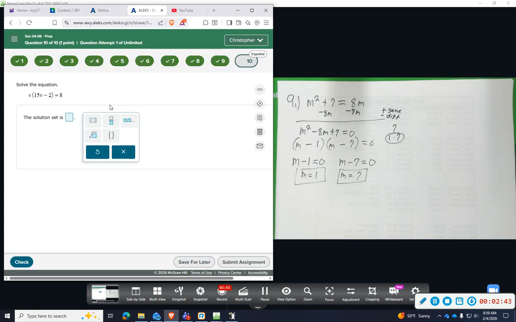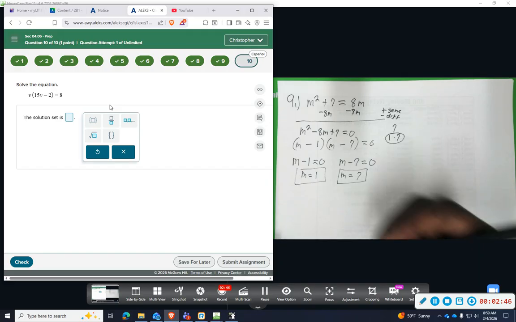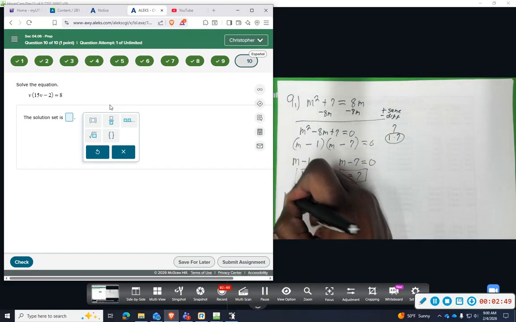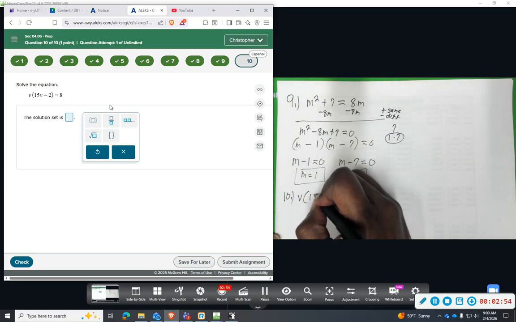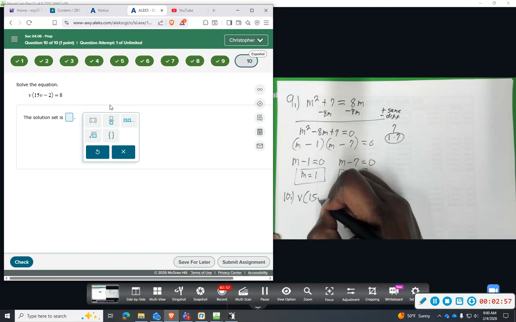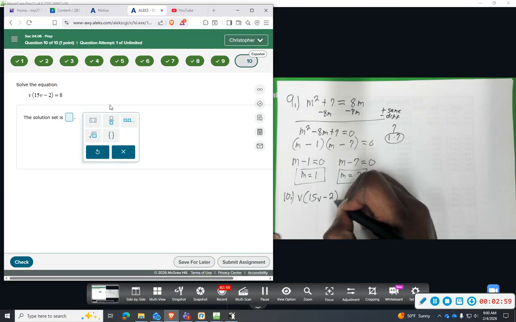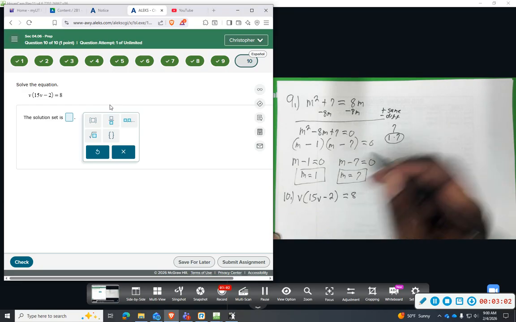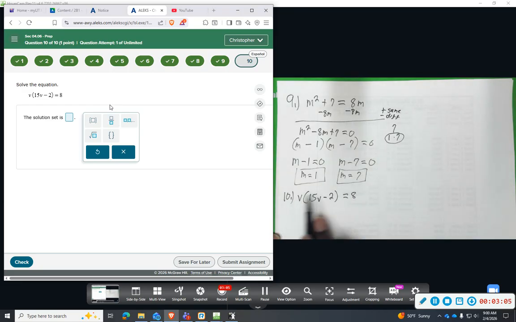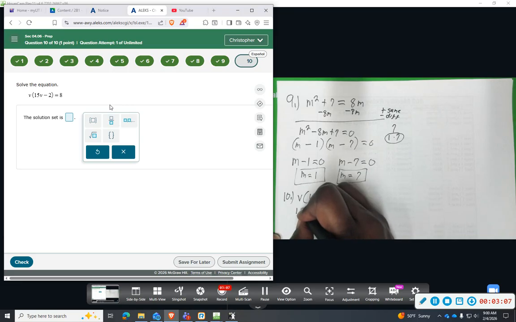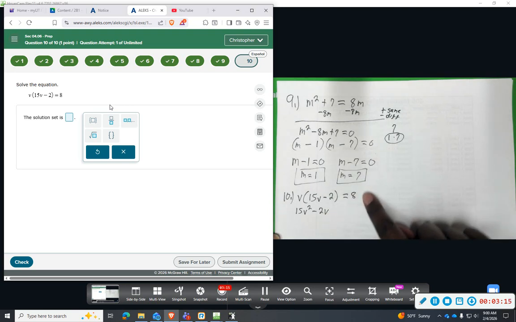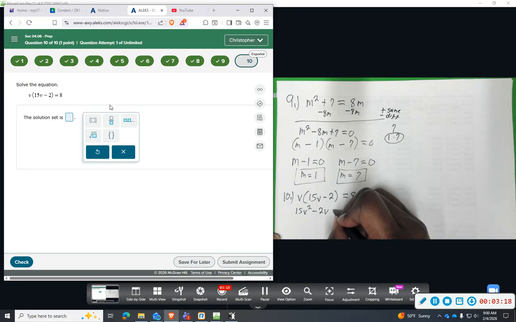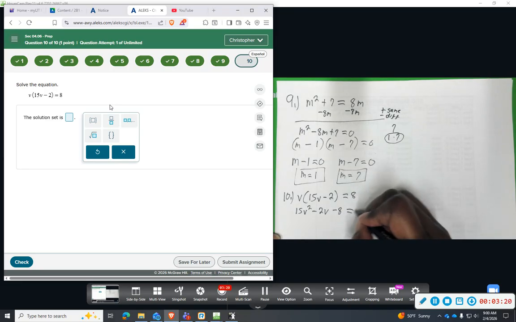And then number 10, got one more. We're going to solve this. We have 15v, and then minus 2 equals 8. So another one that should be a quadratic. We're going to distribute the v. So this will give me 15v squared, and then minus 2v. And then I'm going to subtract and move this 8 over, so it'll be minus 8. And this will equal 0.